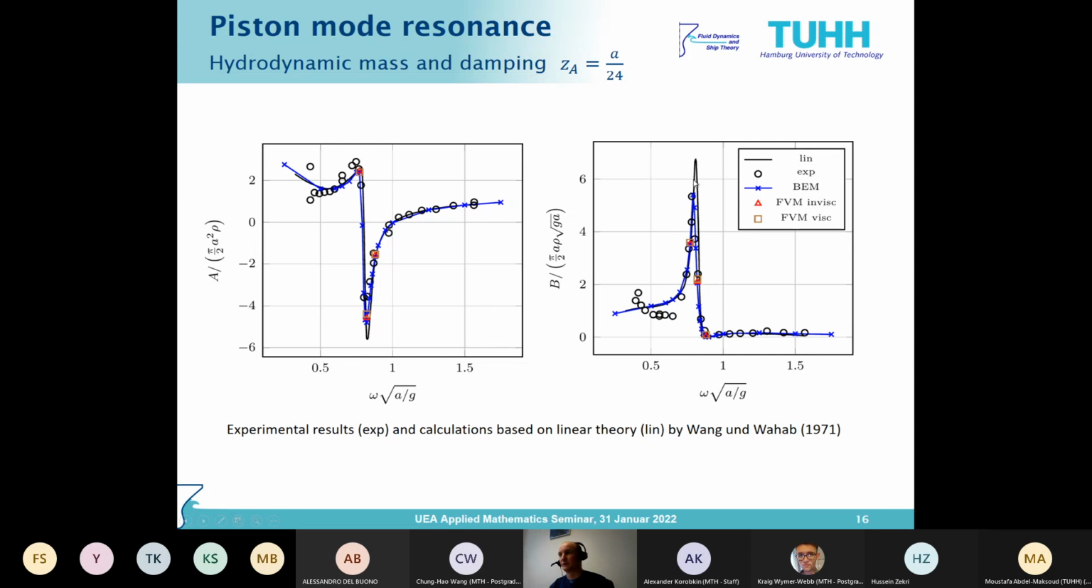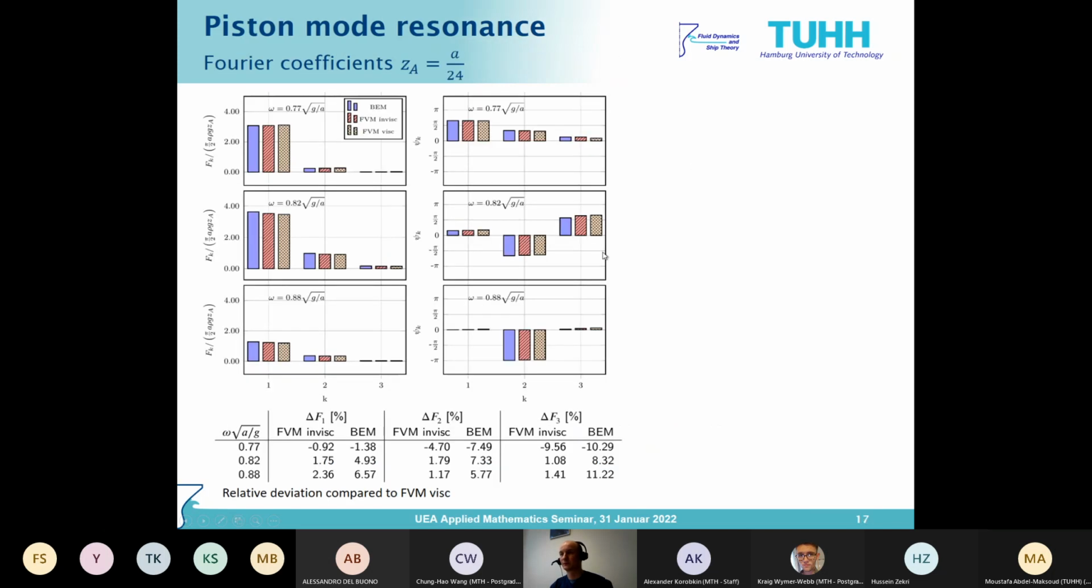And yeah, also better than the linear theory here. So here are some more details. We looked at the Fourier coefficients. We compared the Fourier coefficients from the different methods with each other. So the added mass and damping only relate to the first order Fourier coefficient, but there also are higher order Fourier coefficients playing a role here, although it's less prominent. And yeah, basically we get quite good agreement between all those methods.